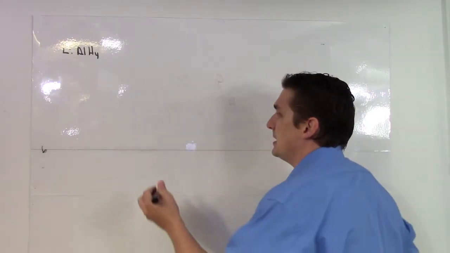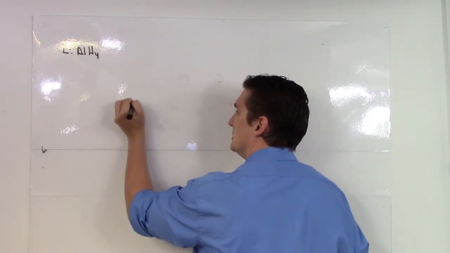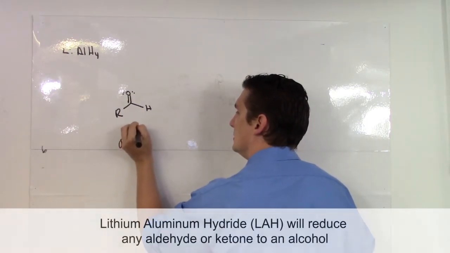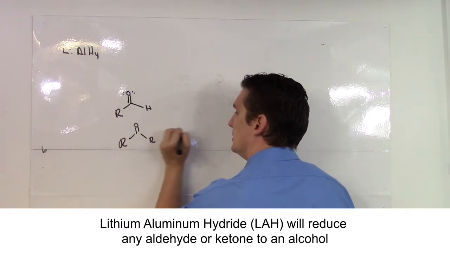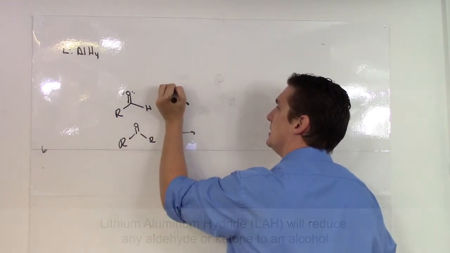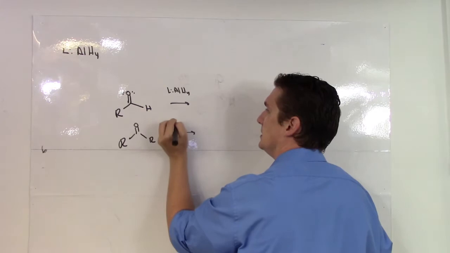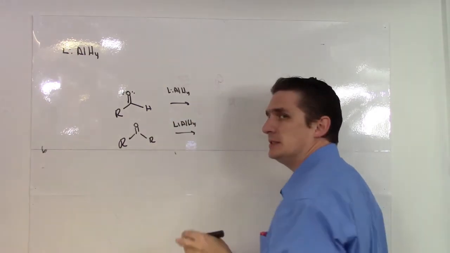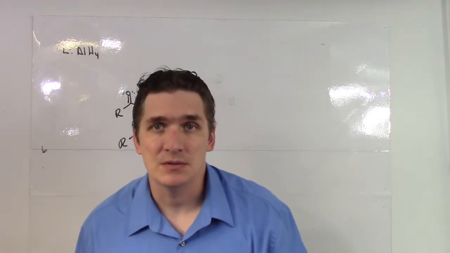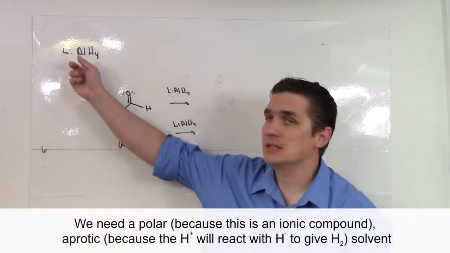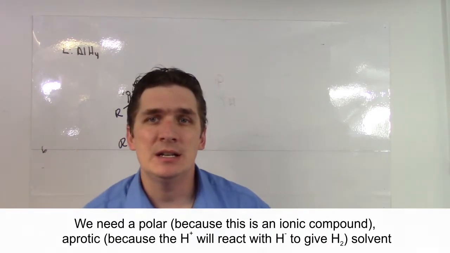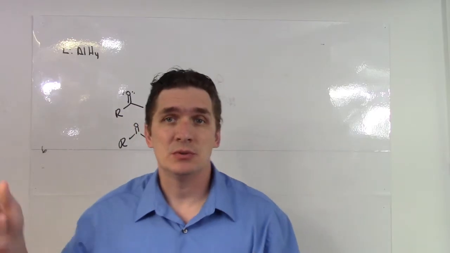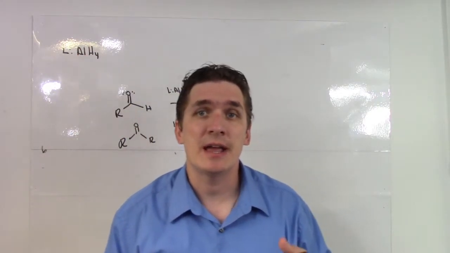So if we have any type of aldehyde or ketone and hit it with LiAlH4, specifically we're going to have to do this in a polar aprotic solvent. The reason we need a polar solvent is because this is a salt we want to dissolve, but we need an aprotic one because if we have any H pluses in solution, they're going to react with the H minus here to give us H2 gas.